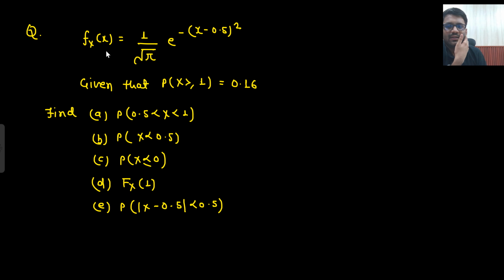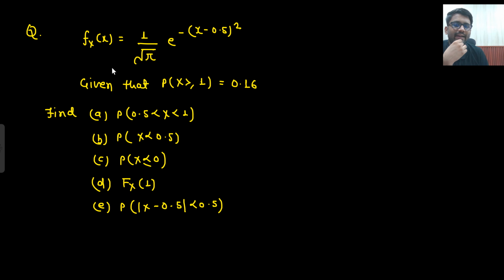So what is given? This fx of x is given. This is a valid PDF. This is surely a valid PDF. If they have given it, that means surely it is a valid PDF. You need to find, so what is given? Probability of x greater than or equal to 1 is given, that is 0.16. You need to find all these things.